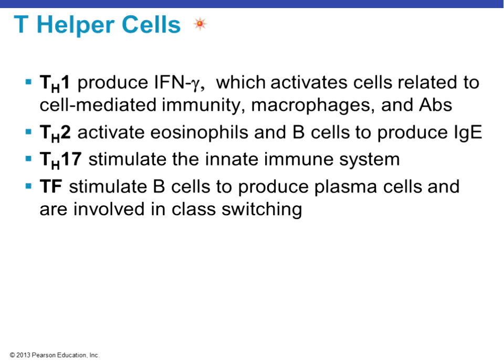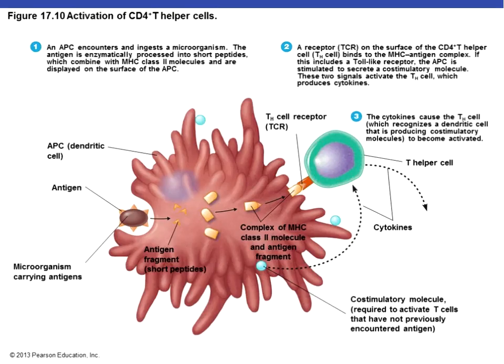And then we have TFH, follicular helper T cells, that will stimulate B cells to produce plasma cells and are involved in what we call class switching, which is basically switching different classes of antibodies to be activated.